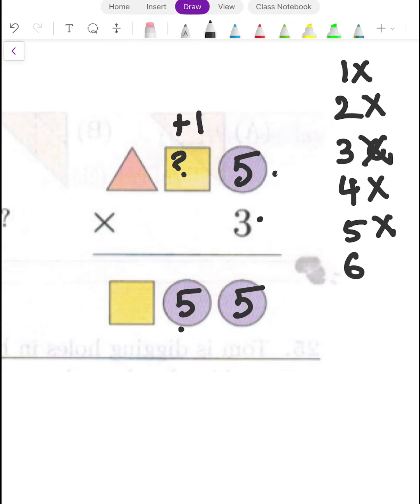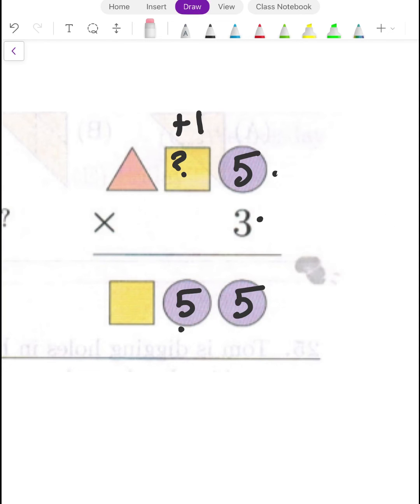3 times 6 is 18 plus 1 is 19. That does not give a 5, so 6 does not work. 7, 3 times 7 is 21 plus 1, 22. That does not work. 3 times 8 is 24. Add a 1, and that becomes 25 with a 5 in the units place. And we found our answer. So there was an exchange of 1 here, and we just found out that 8 should be the digit here. So 3 times 8 is 24 plus 1 is 25. 5 goes here and 2 goes as an exchange to the hundreds column.